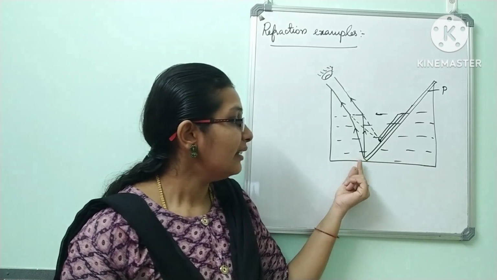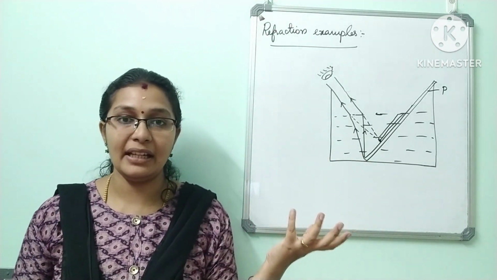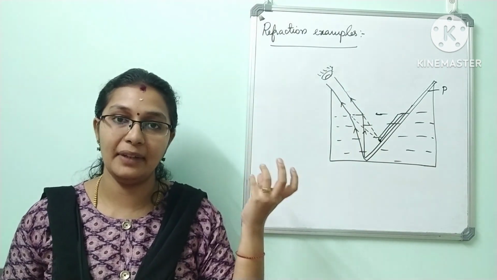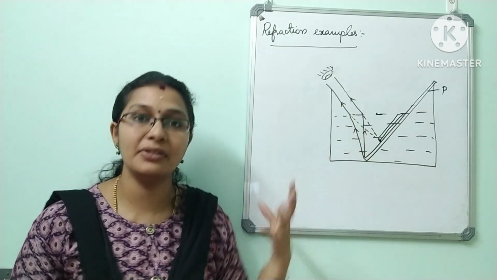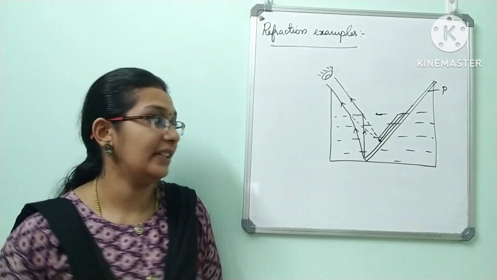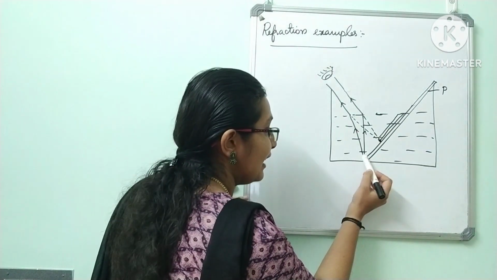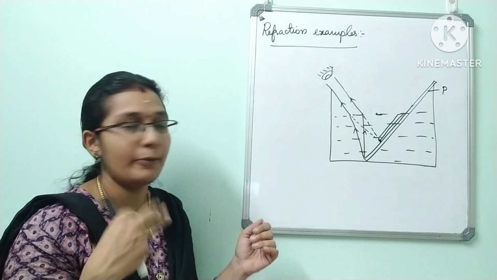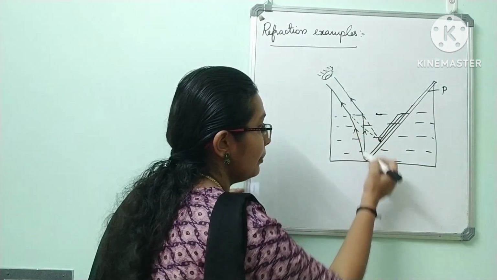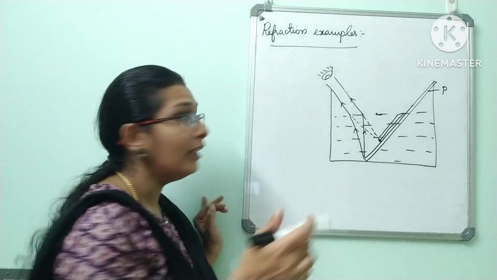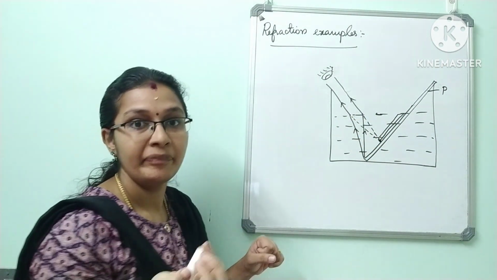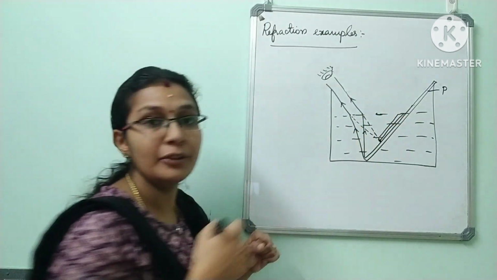So the rays from the pencil have to reach the eye after reflection, right? Then only we will be able to see the image of the pencil. So the rays coming from the pencil, there are n number of rays. Let us consider only two rays for our convenience. So two rays are coming from the pencil. Think like that. What is happening here? At this point, there is a change in medium, right? This is water and it is moving to air.